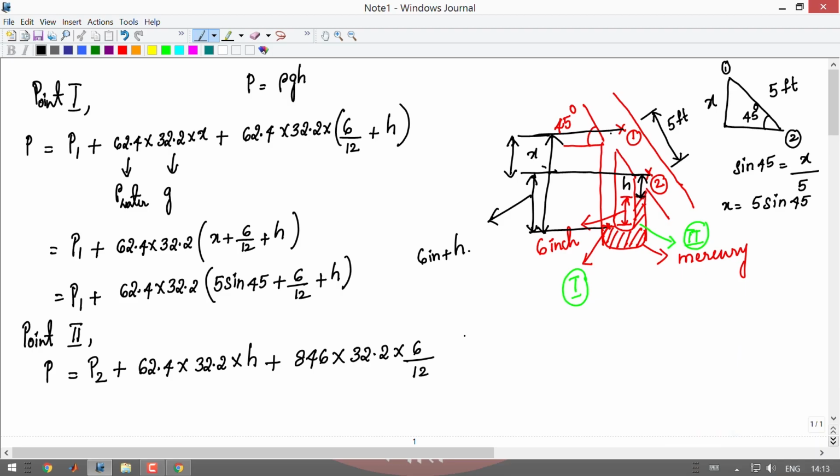And from the principle of hydrostatic equilibrium, we know that the pressure at point capital 1 is equal to the pressure at capital point 2. Pressure at point capital 1 equals pressure at point capital 2.